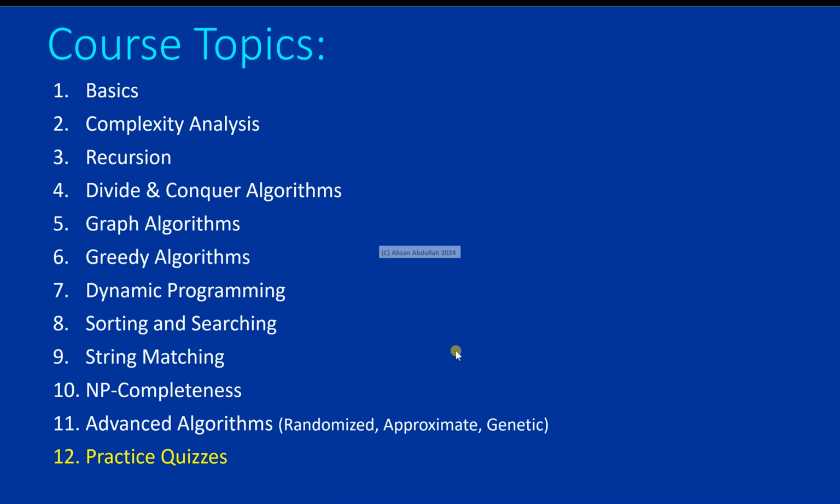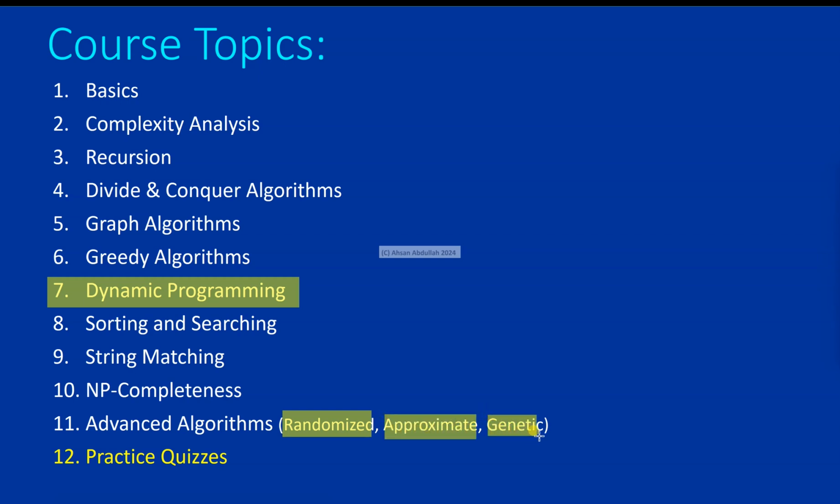Okay, so we'll move on to the course topics which are covered in this course. This course consists of 11 topics, and the topic which we are covering in this lecture and subsequent lectures is dynamic programming. I will also cover advanced algorithms. I will spend some time on randomized algorithms, approximate algorithms, and genetic algorithms. So let's move on to the supplemental website now.